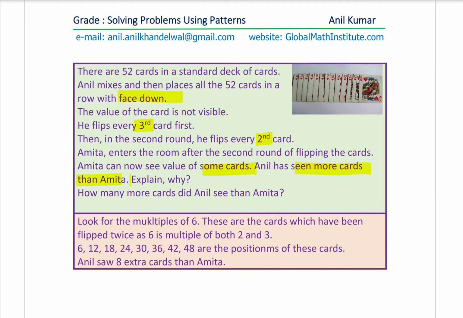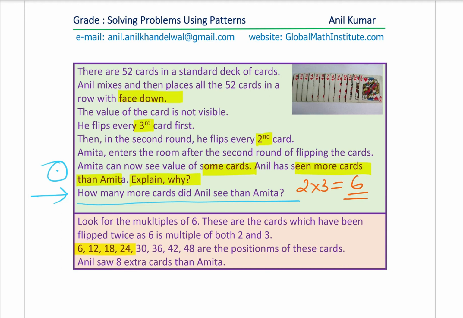Then Amita, explain why. That is the first question, which I think you know how to answer. The second question here is, how many more cards did Anil see? That is interesting. So think about it and then answer. Well, of course, what we need to do is 2 times 3 is 6. So every card on the 6th position was flipped twice. These are the cards which Amita did not see. How many were there? Well, we'll go with the multiples of 6 as shown here.